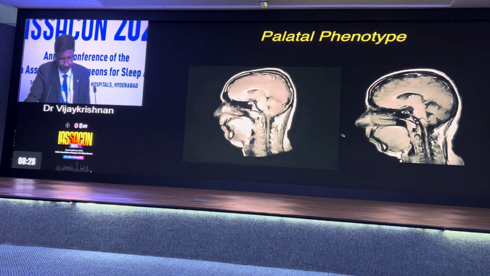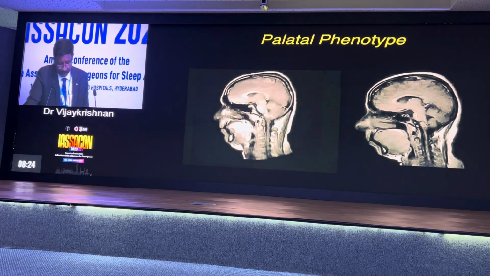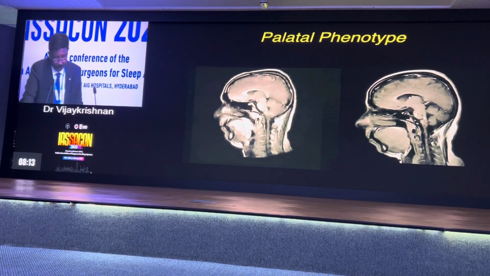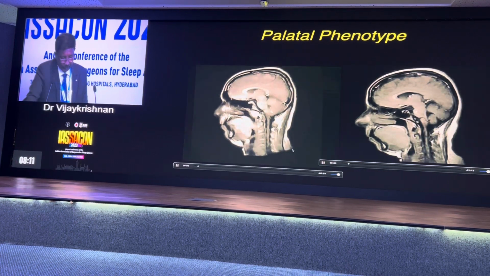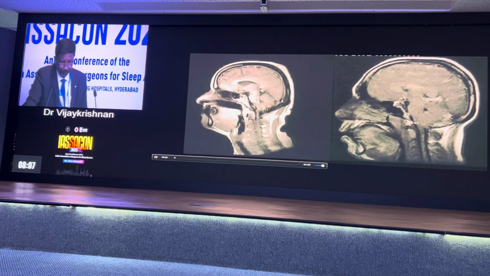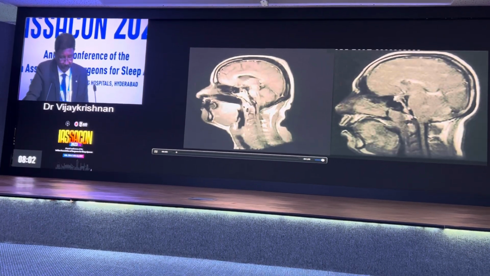Here you can see the posterior end of the hard palate and how the velum is structured, and here you can see this is a tunnel shape. You can see the posterior space at the level of velum. And another phenotype of palate, you can see how straight it is and the sudden drop in the soft palate.